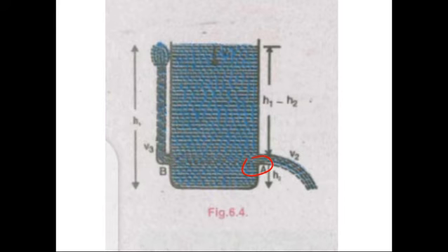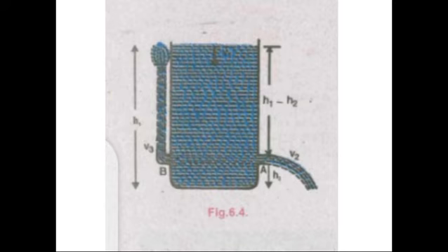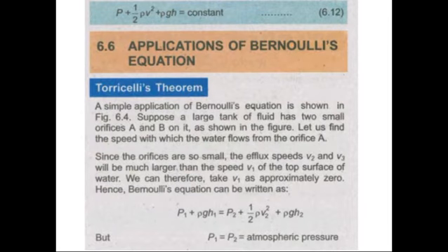After understanding this diagram, a simple application of Bernoulli equation is shown in the figure which we have discussed. Suppose a large tank of fluid has two small orifices A and B. Let us find the speed with which the water flows from orifice A. This one is orifice A, a small hole. Now, as the orifices are so small, the flux speeds V2 and V3 will be much larger than the speed V1, as I have told you, of the top surface of the water.